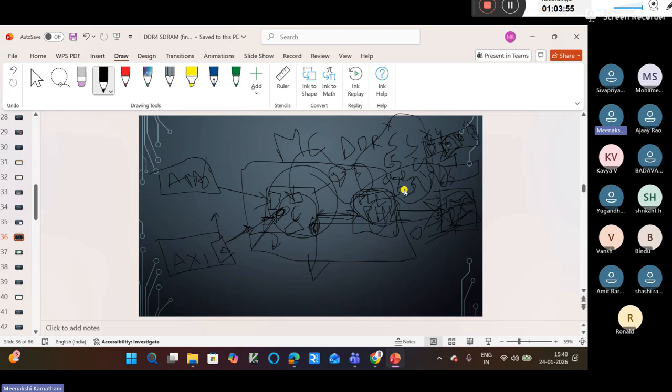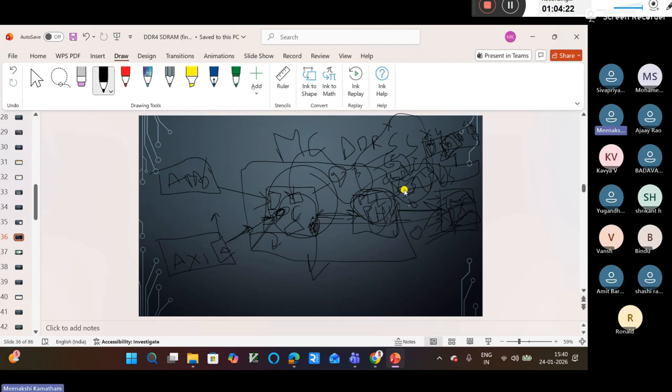After bank group selection, again we need to select the particular bank. After bank selection, we need to select that particular row address using row decoders. Then after the row data comes into the sense amplifier, after some particular tRCD delay, we need to select that column, then we need to do either a write operation or a read operation.